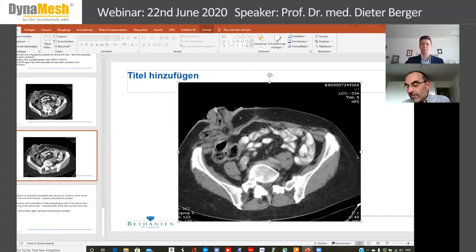Well, we have used that mesh in 165 cases with very, very good and promising results. And for me, that's the only mesh I use for prophylactic purposes. I have always used it since 2006. The mesh has been available since 2006, and we have used it in this number of patients very successfully.